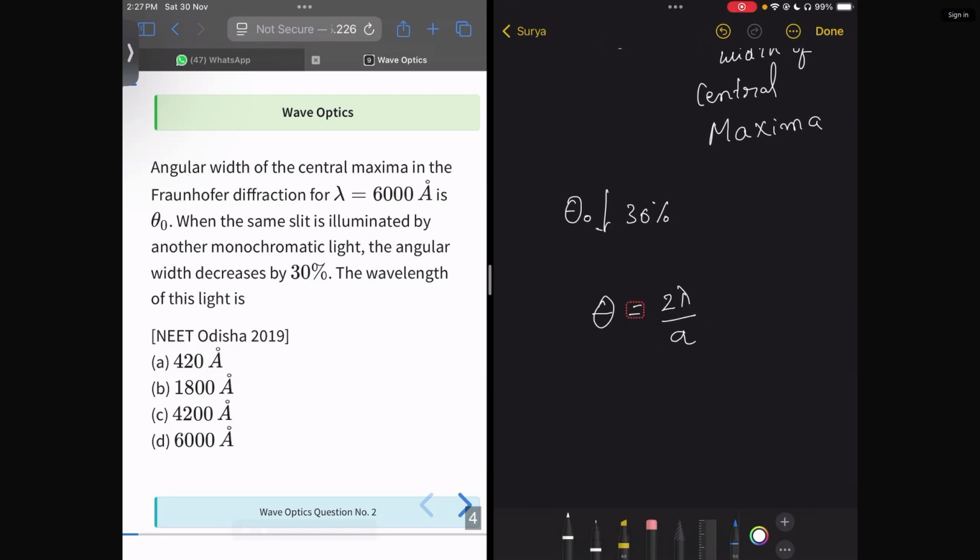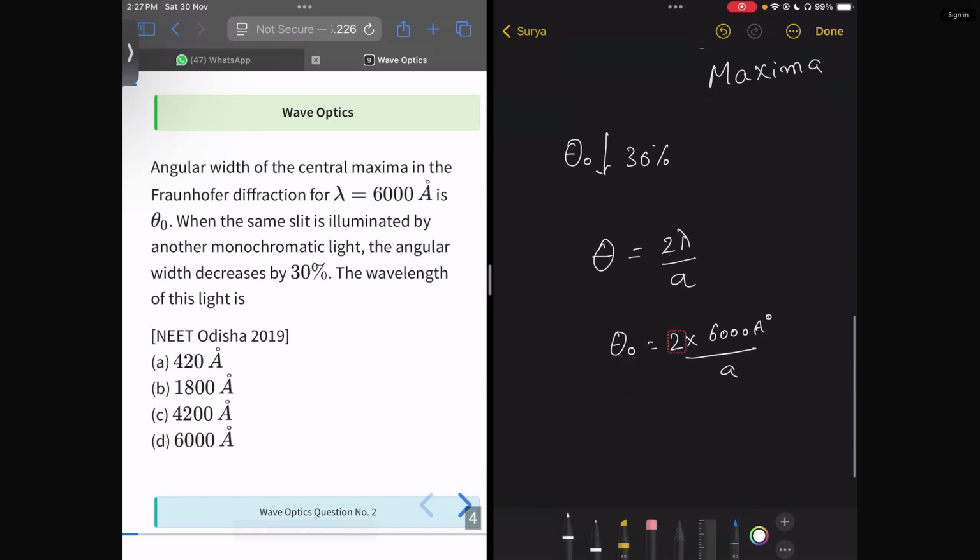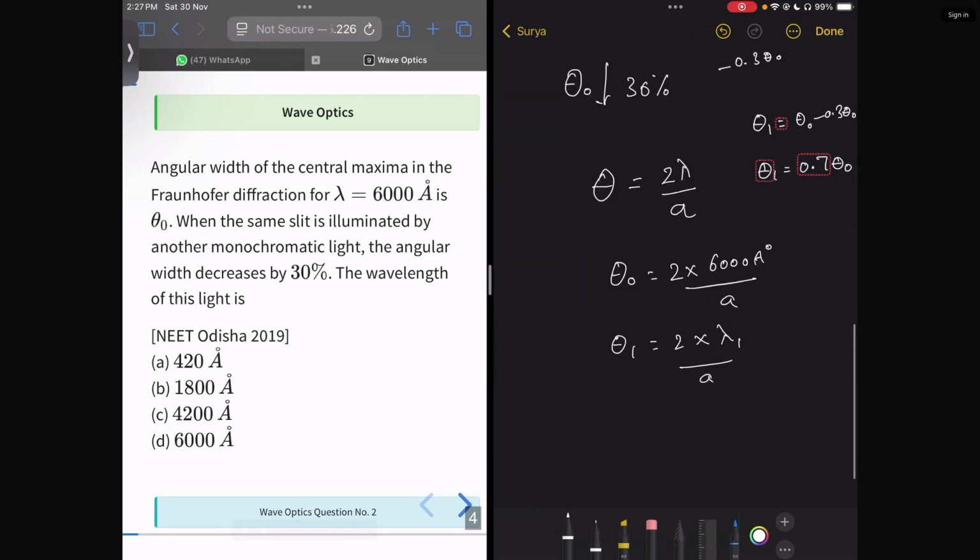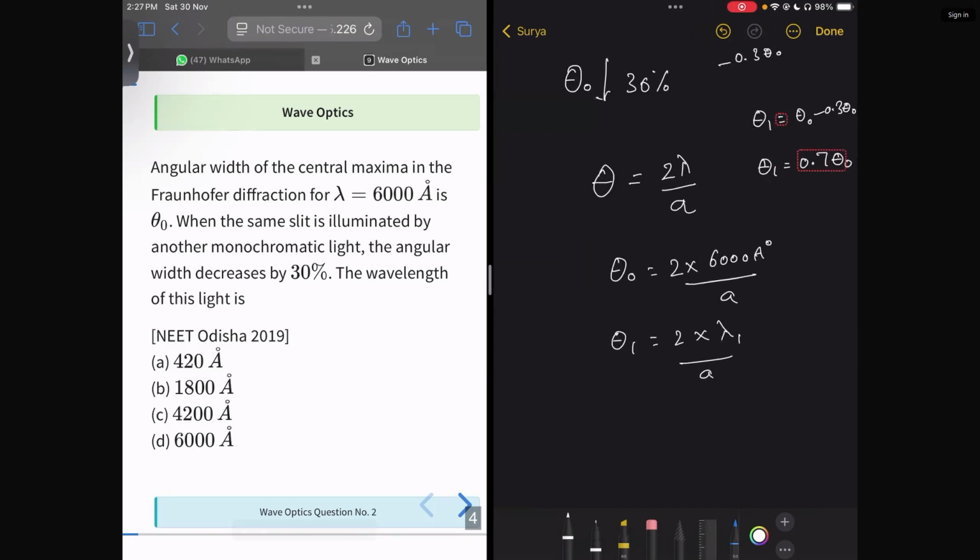Initially we had theta naught equal to 2 into 6000 angstroms divided by a. Now it is theta 1, which is 2 into some lambda 1 divided by a. Theta 1 is decreased by 30%, so 30% decrease means minus 0.3 theta naught. So the new theta 1 will be 0.7 theta naught.